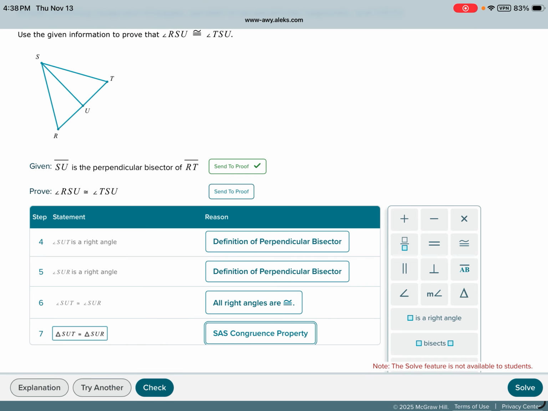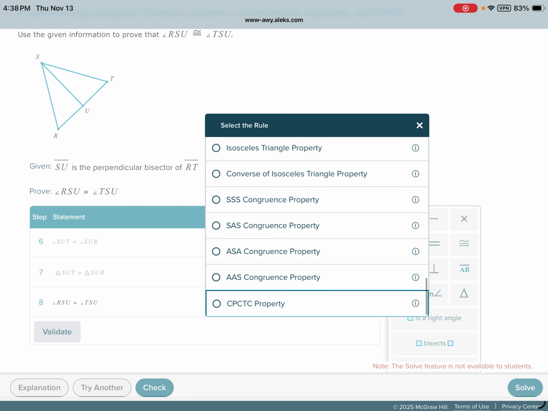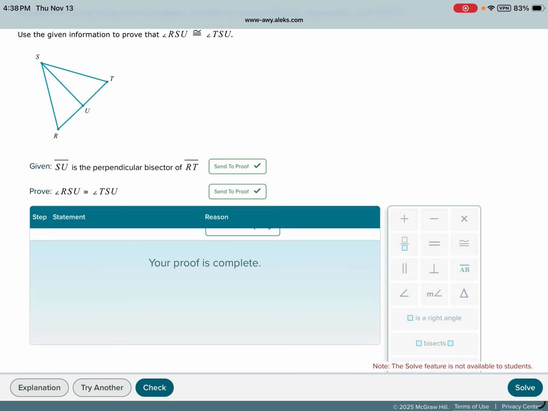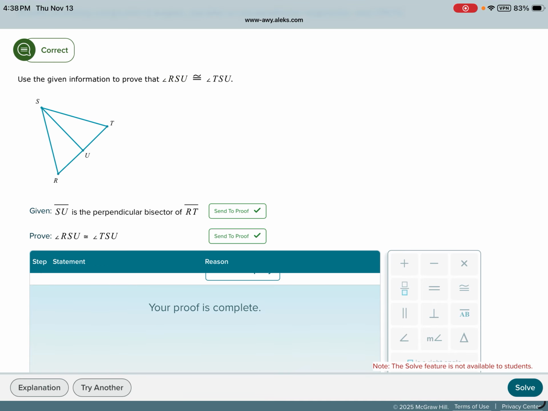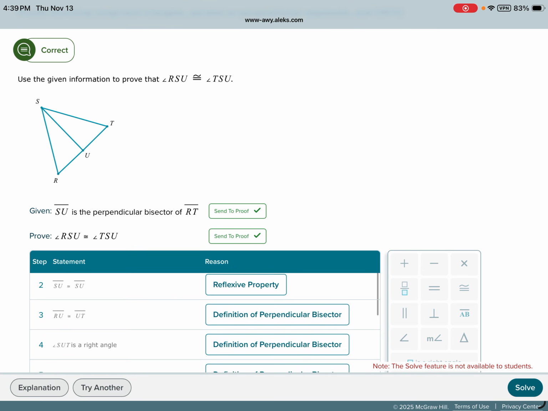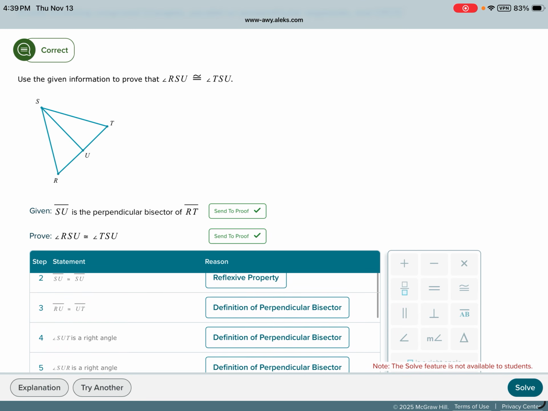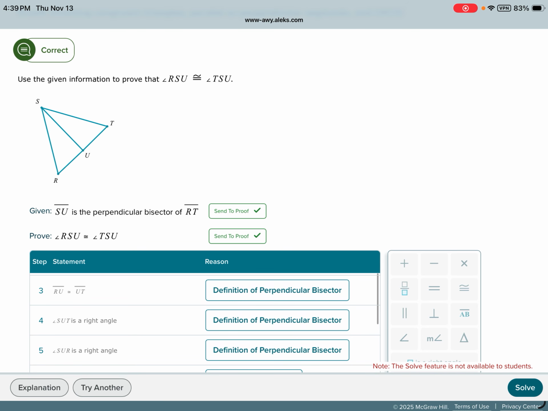Validate. And now I can pull out one piece with CPCTC. And we're done. There we go. I hope that made sense. It's a pretty big proof. A lot because of that perpendicular bisector and how we have to break it down.